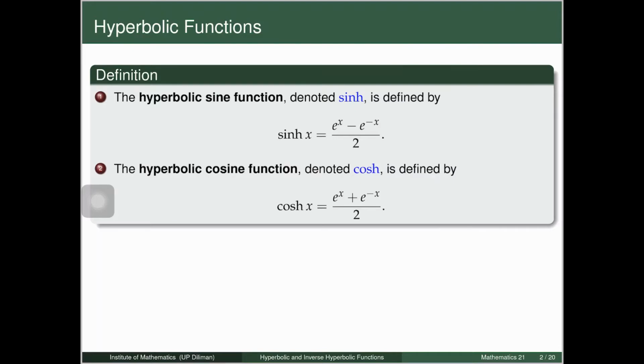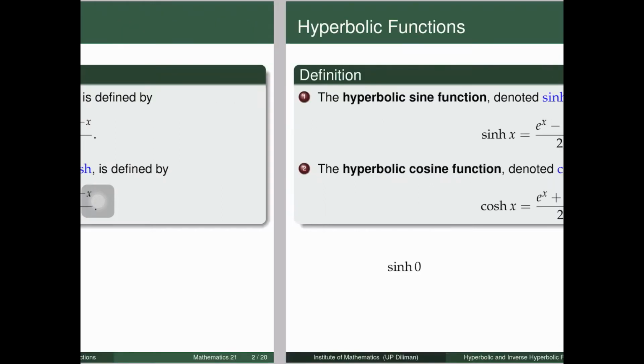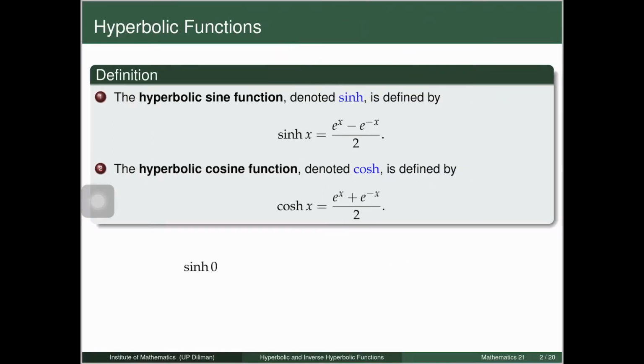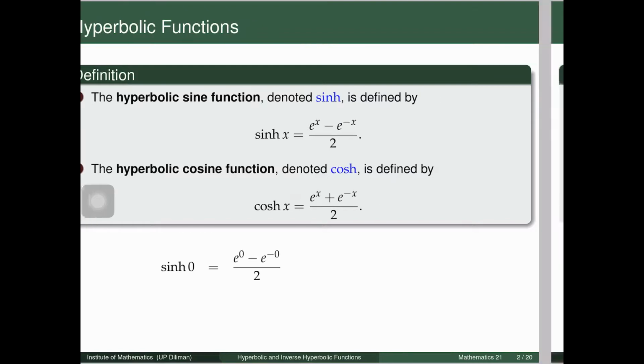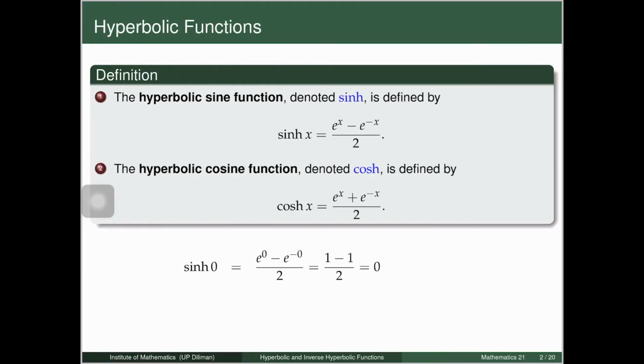So let's try to evaluate expressions na nag-involve nitong mga functions na to. So kunwari, sinh of 0. So using the definition, you get e to the 0 minus e to the minus 0 over 2. Tapos alam natin magiging 1 parehas yun. So basically, sinh of 0 is equal to 0.